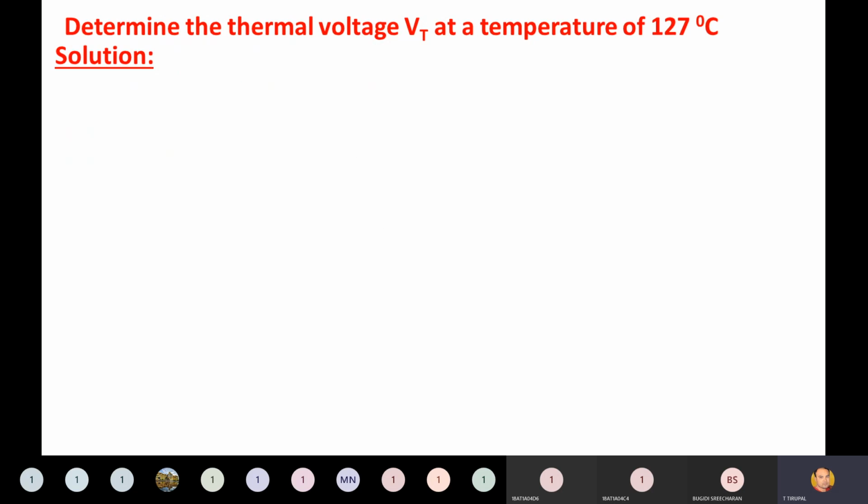Find the answer. Determine the thermal voltage Vt at a temperature of 127 degrees C. Answer.